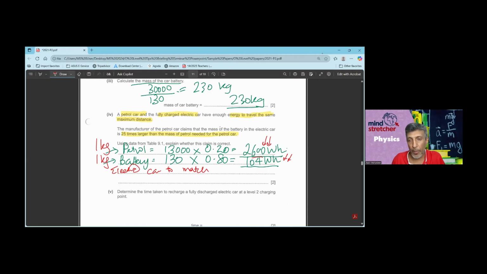So for the battery to match this, you take this 2,600 and compare petrol over 104. You'll find this to be 25 times. So that means that of petrol. Hence, the claim is correct.